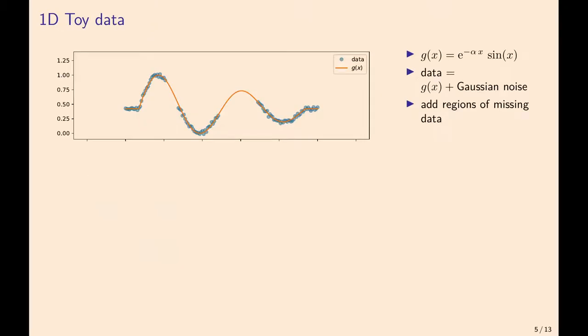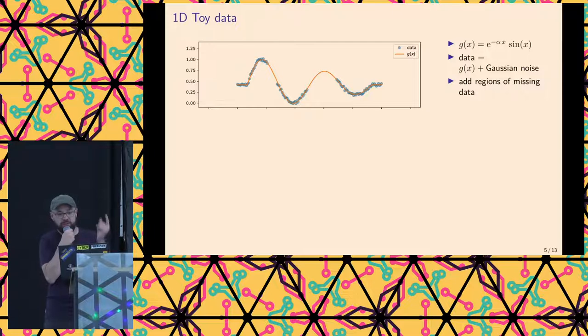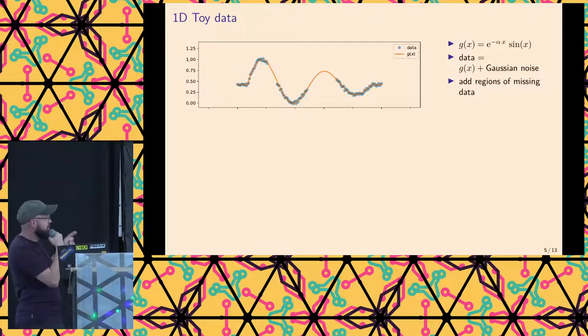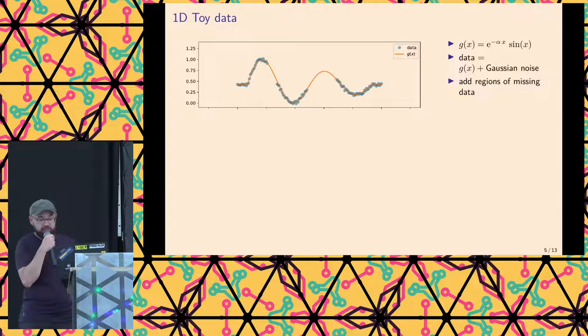Now, to introduce the concept of uncertainty, we start with some one-dimensional toy data. What you see here is a function g of x, which we usually don't know. We want to find it, but for the sake of this argument, we pretend that we know. In reality, what we are given is only the input points, the blue points, usually with some added noise. Think of it as a measurement from a measurement device. Our task is to find that orange function that we don't know.